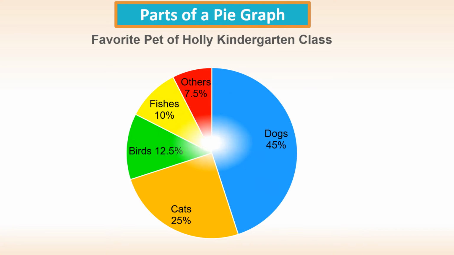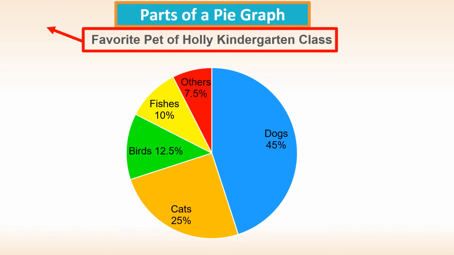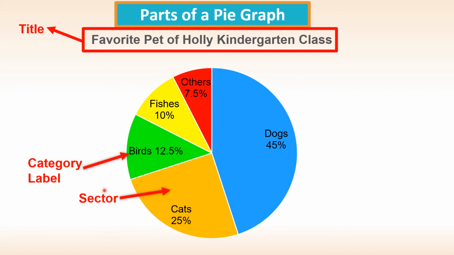Here are the parts of a pie graph. For example, given this pie graph, the topmost is the title. The category label gives us the description of what the section is all about. The sector is the whole area of that column, just like here, for example, the whole orange area is the sector. Then the percent value tells us how many percent it is compared to the whole.